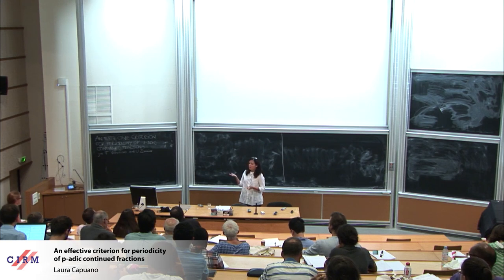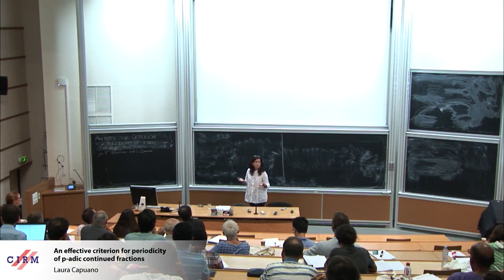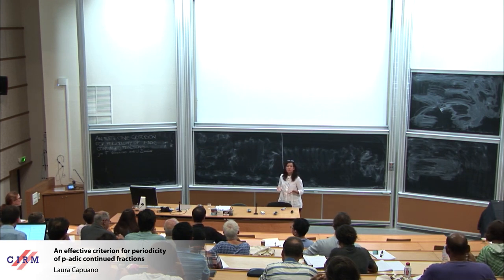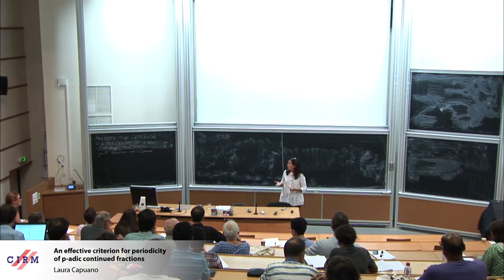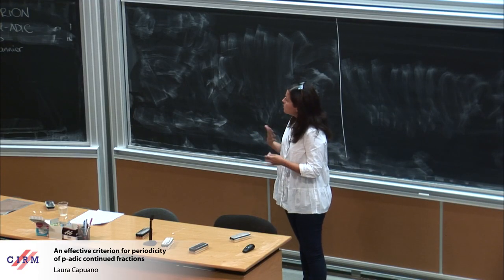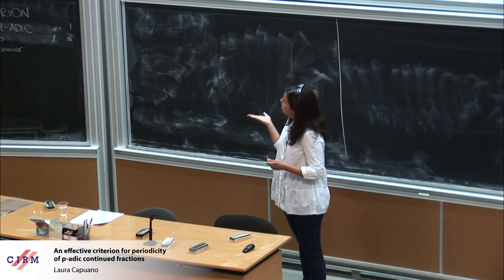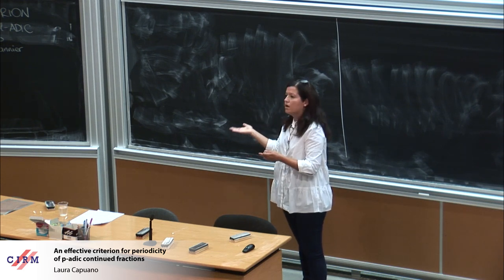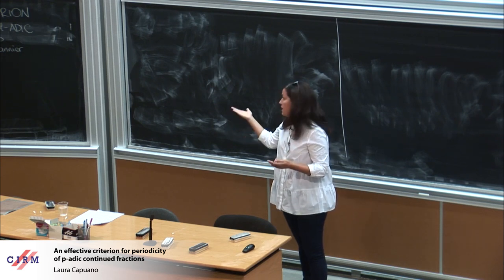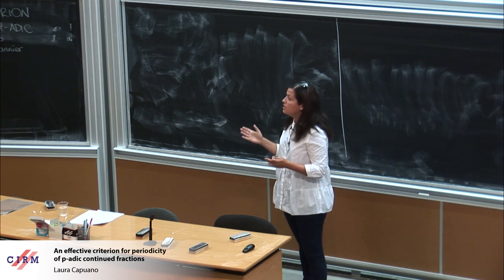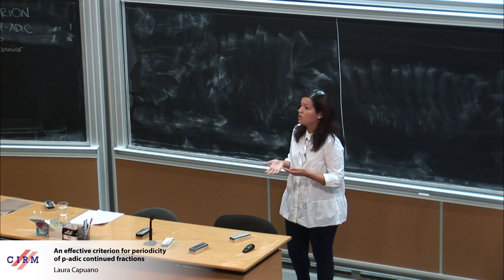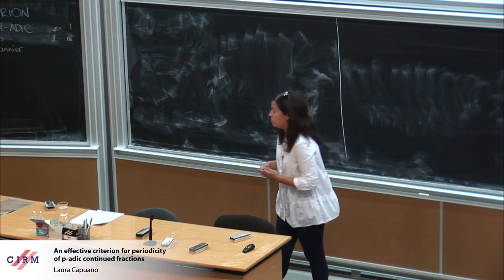So the first question was: if you take the usual continued fraction, which, as you all know, is a classical argument in Diophantine approximation because it encodes a lot of properties of the number you are expanding, how do you give a definition for a continued fraction in p-adics, in l-adics in this case, and what can be seen about periodicity and the usual properties of the continued fraction?